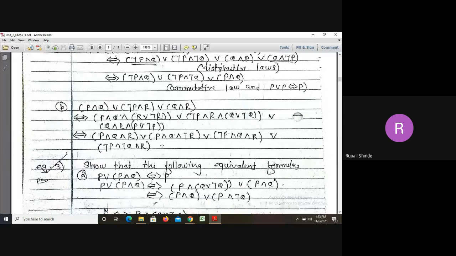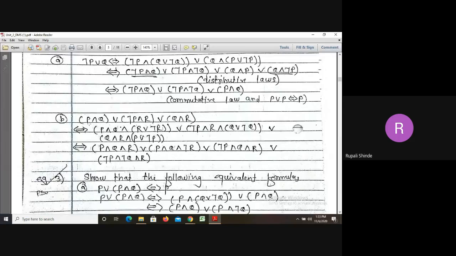Okay. So check here. This formula is in the correct form, that is, outside the bracket or should be there, and inside the bracket and should be there. So we just have to add missing terms. For the first one, R is missing. For the second, Q is missing. And for the third one, P is missing. That we have to add.